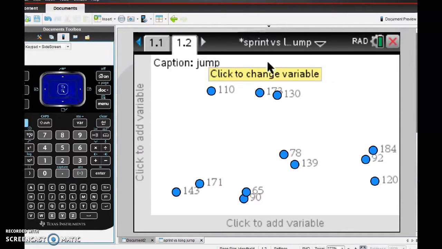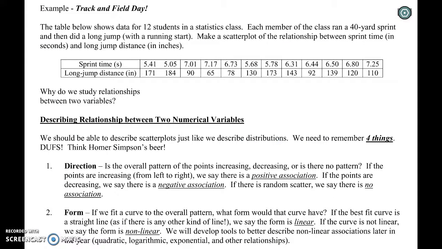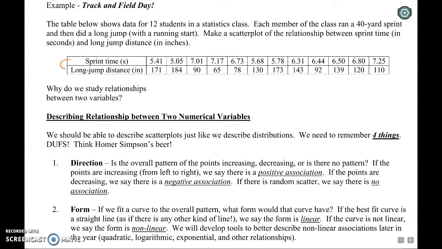And then we can use our mouse cursor if you want to, or I can just click down here. Basically, we click down on the x-axis. We want to add, well, I guess we should talk about explanatory and response. Does it make more sense that sprint times would help us predict long jump distances, or the other way around?